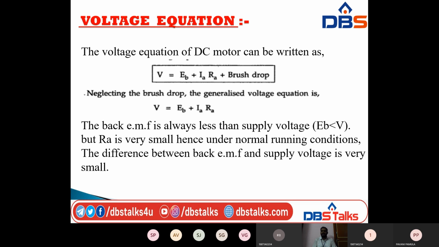The back EMF is always less than the supply voltage, but RA, the armature resistance, is very small. Hence, under normal running conditions the difference between back EMF and supply voltage is very small.